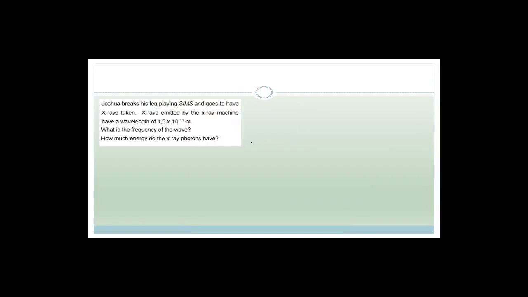Right, so now let's go through some examples. It says, Joshua breaks his leg playing Sims and goes to have X-rays taken. I'm not quite sure how he broke his leg playing Sims, but anyway. X-rays are emitted by the X-ray machine with a wavelength of 1.5 times 10 to the minus 11 meters. That's the wavelength. What do we know? We know that v equals lambda f, where v is 3 times 10 to the 8 meters per second.